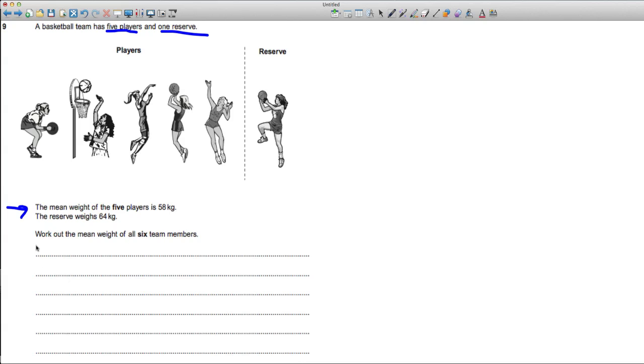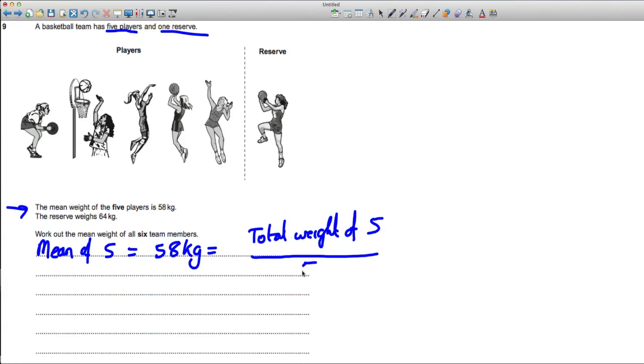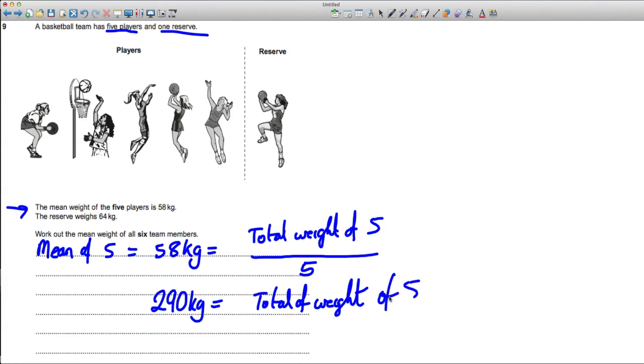So, let's do the mean. Mean of 5 is equal, we are told, to 58 kilograms. But it is also equal to the total weight of the 5, divided by 5, isn't it? It's equal to all their weights added up. So therefore the total weight of the 5 must be 58 multiplied by 5. Now you don't have a calculator here, but 50 times 5 is 250, 8 times 5 is 40, so it would be 290 kilograms, right? So the total weight is 290, and that's of the 5.